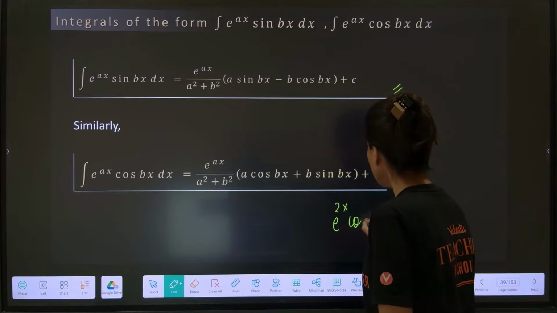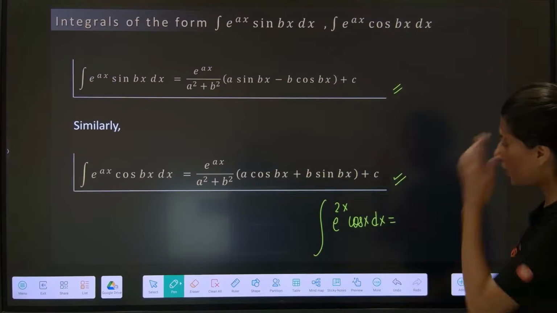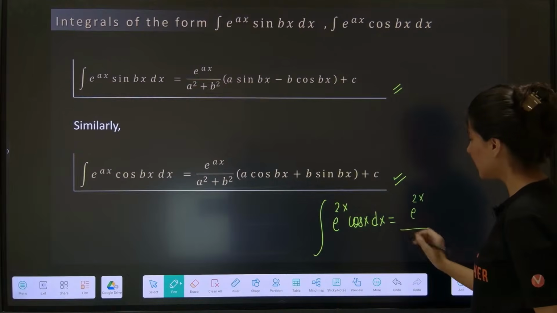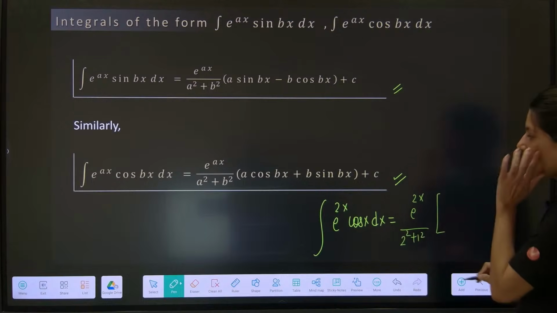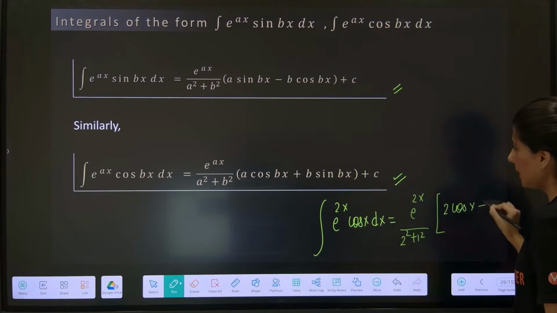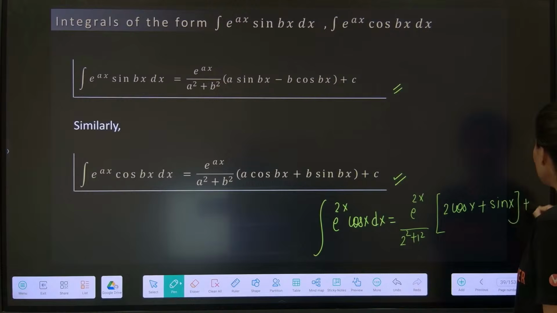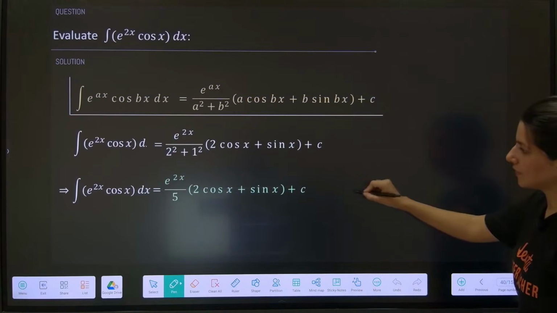cos x, will you be able to integrate that? Chalo, let's integrate. e power 2x cos x. So this is e power 2x will be common upon a square plus b square, 2 square plus 1 square. So 2 square plus 1 square, bracket. Now a cos bx, so 2 cos x plus b sin bx. So that means 1 sin x, just sin x. If you know the formula, can you see how easy it is? So this is how your answer will look like. Can you see?